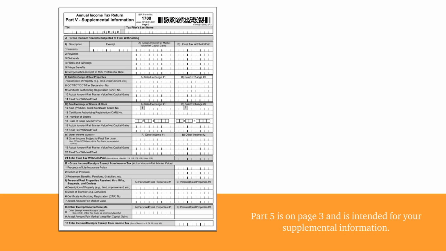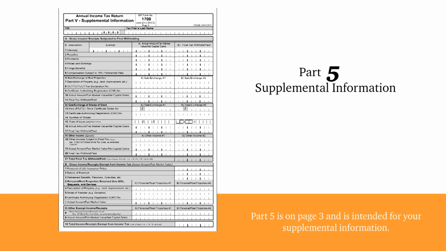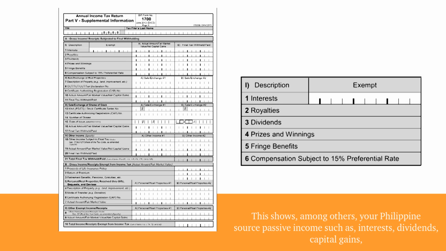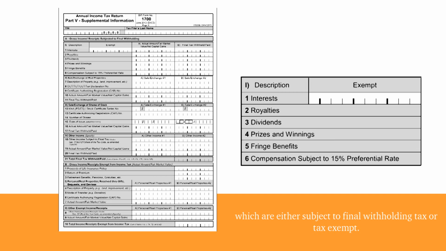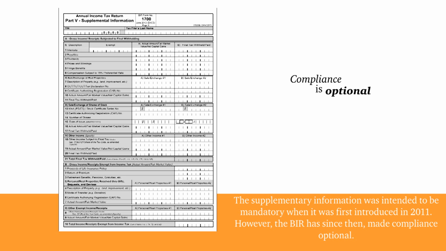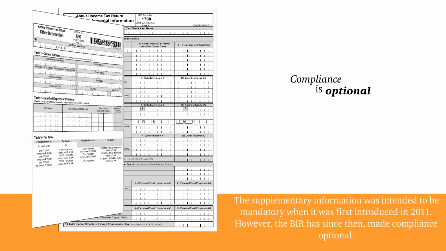Part 5 is on page 3 and is intended for your supplemental information. This shows, among others, your Philippine source passive income such as interests, dividends, and capital gains, which are either subject to final withholding tax or tax exempt. As such, this portion is for information purposes only, and no additional tax liability is expected to arise under this section. The supplemental information was intended to be mandatory when it was first introduced in 2011. However, the BIR has since then made compliance optional.